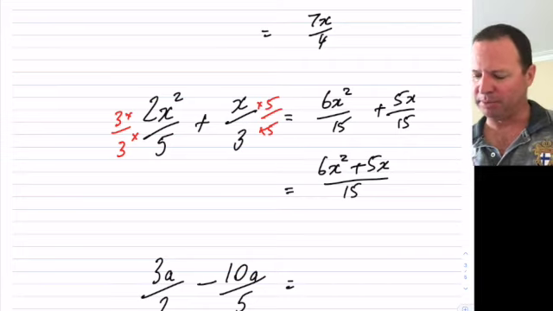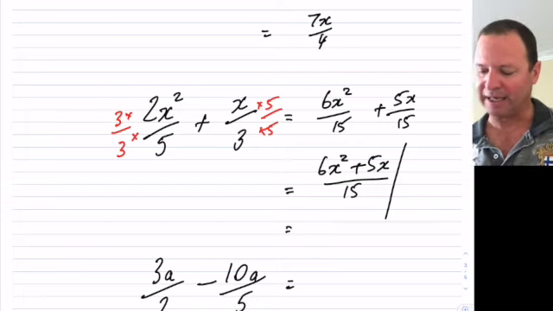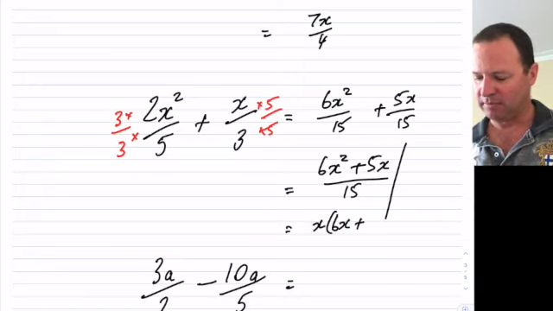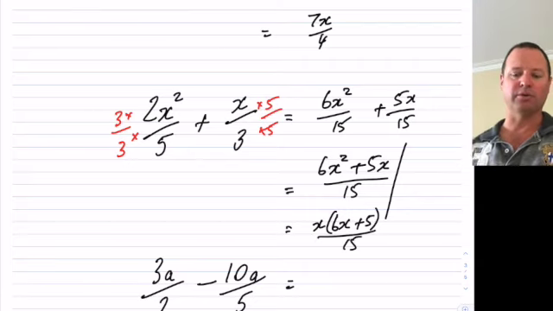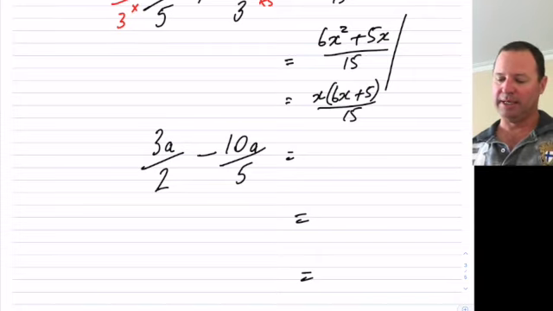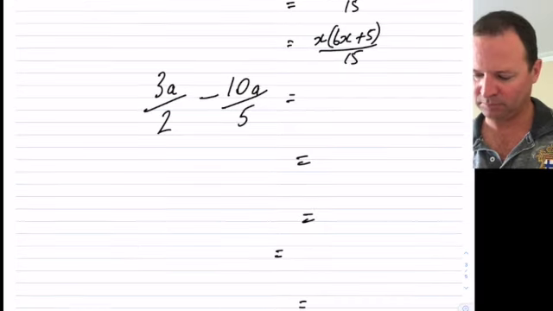If I wanted to, probably the only thing I could simplify that to would be to take out a common factor there and say x outside of the brackets, 6x plus 5, all on 15, which we'll get to later on in another couple of lessons. But that's certainly not necessary at the moment.